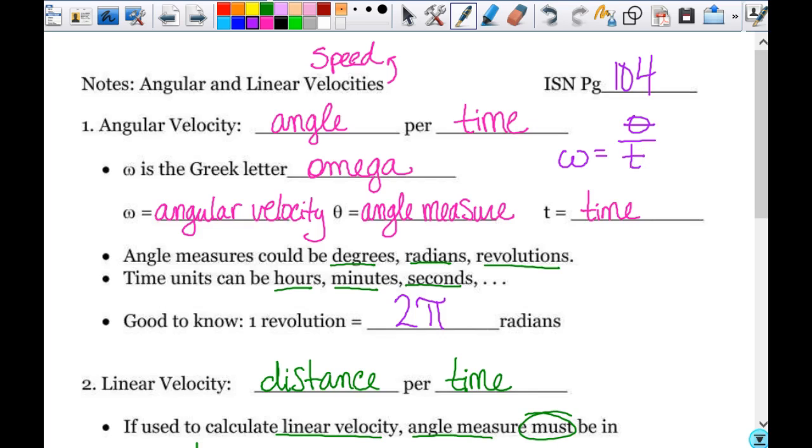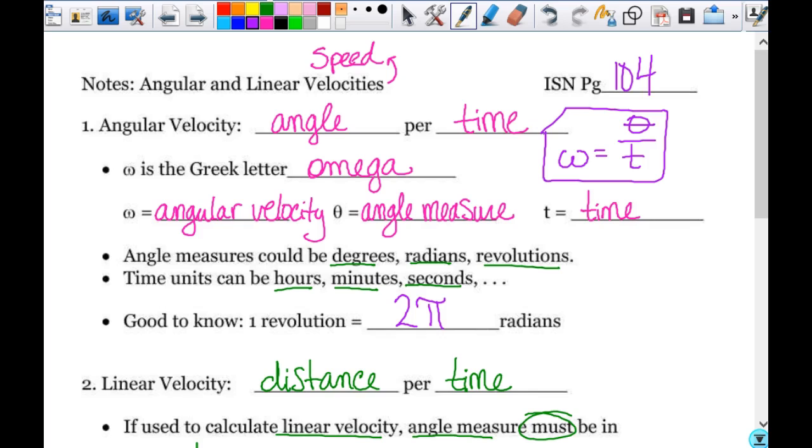And your angle could be in degrees, radians, or we could talk about it in the amount of revolutions. And your time could be in hours, minutes, or seconds, right? So here is your angular velocity formula. We'll get on that. All right, so linear velocity, there's really three different versions.